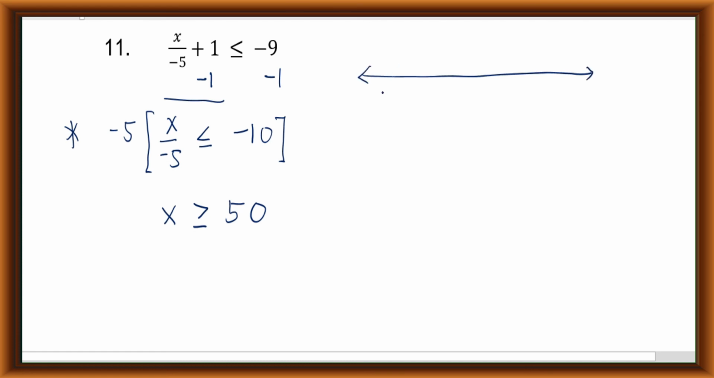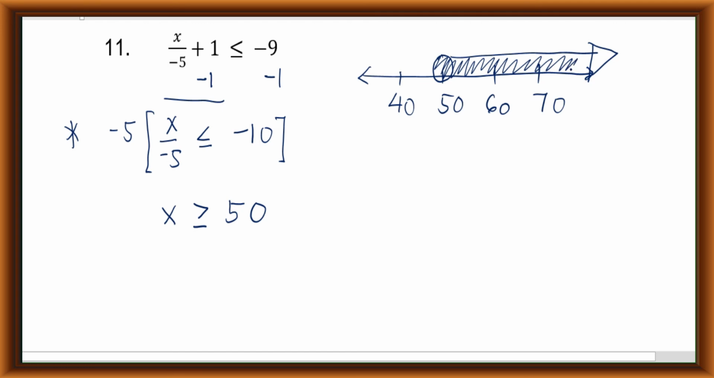On the number line, let's use the interval by 10. So I have here 40, 50, 60, and 70. So x is greater than or equal to 50. Meaning to say, I'll include 50 in the shaded part. So we have now our graph of the inequality.